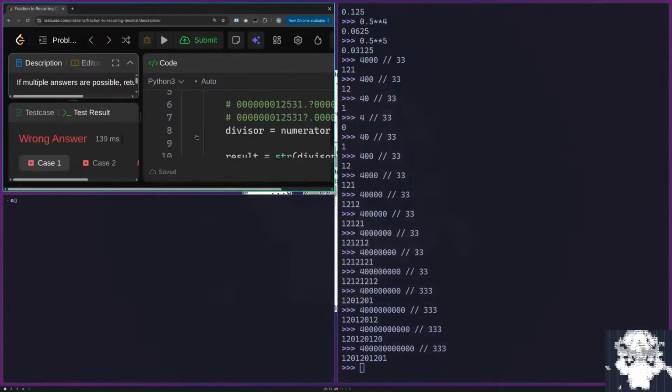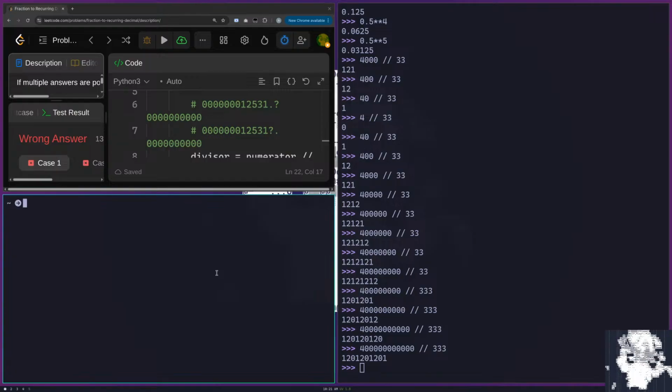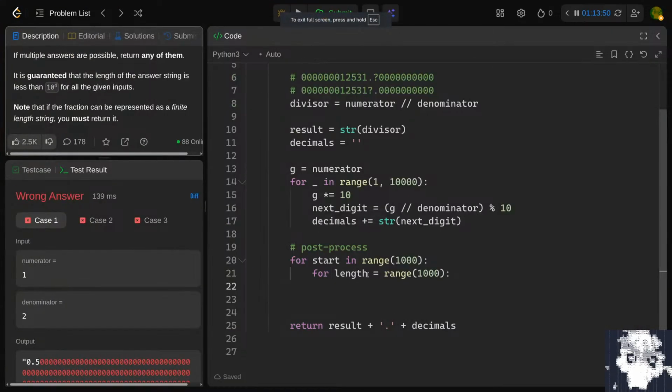Okay, just something that's been bothering me. Python 10 to the 4 is 10,000. I keep saying 1,000. It's 10,000. I mean, that's going to make this really slow, really slow. I just don't think they're going to give us cycles that are that long. Why don't we start with really short cycles that start really early, just to see if we can do this.